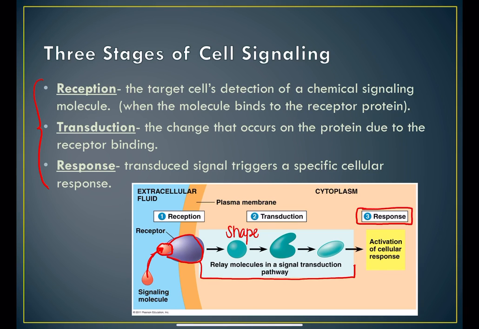A cellular response can be lots of different things, okay? That can be turning on something, turning off something, opening a gate, closing a gate, or making a protein. So signaling for a protein to be made, or helping, stopping, or enhancing gene expression. Lots of different things could be the cellular response.